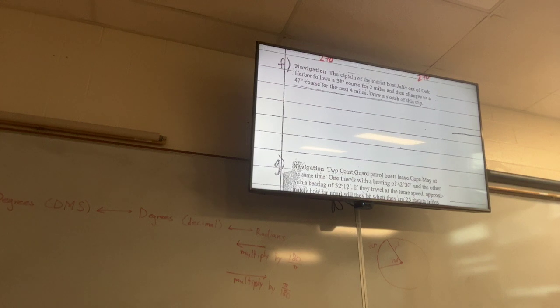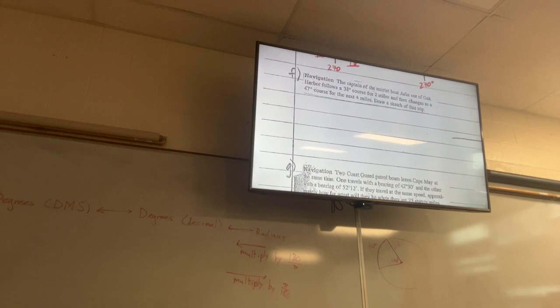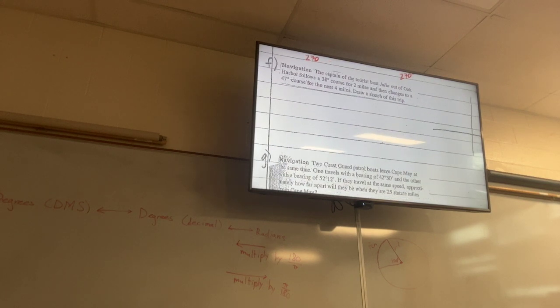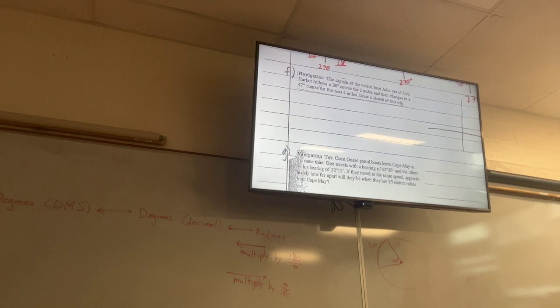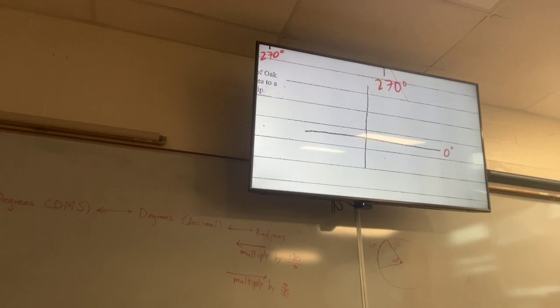Captain of the tourist boat, Julia, out of Oak Harbor, follows a 38-degree course for 2 miles and then changes to a 47-degree course for the next 4 miles. Draw a sketch of this trip. So here are our axes right here. Here's 0 degrees. Here's 90 degrees. 180 degrees. Sorry, 270 degrees.